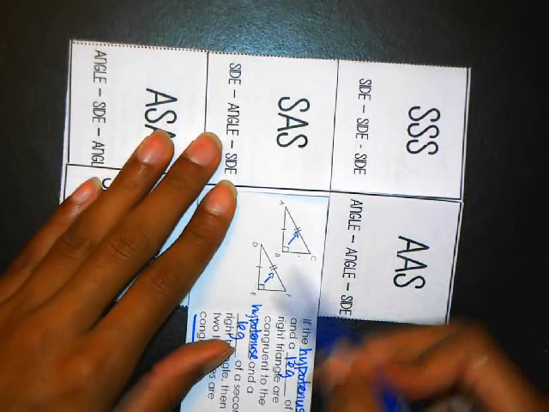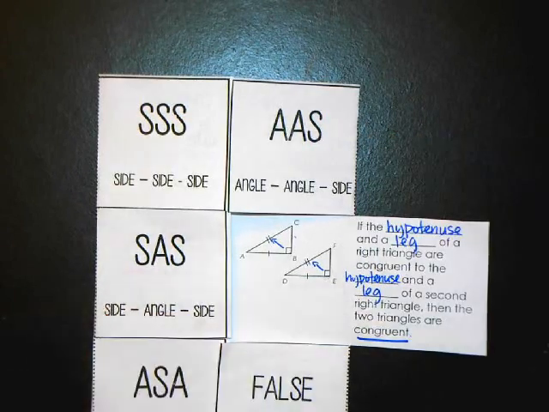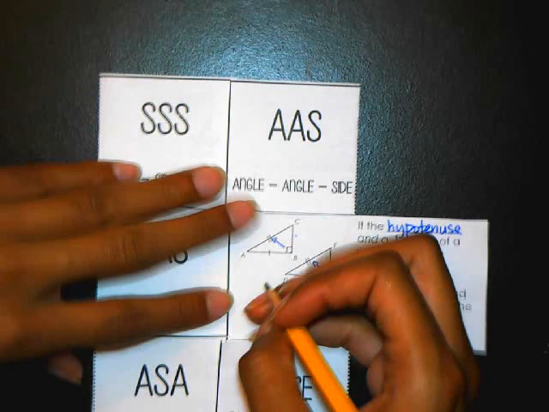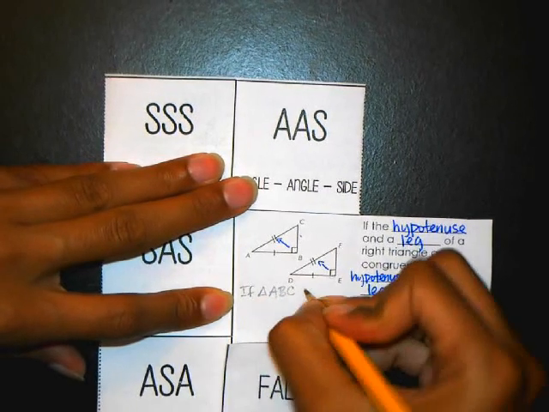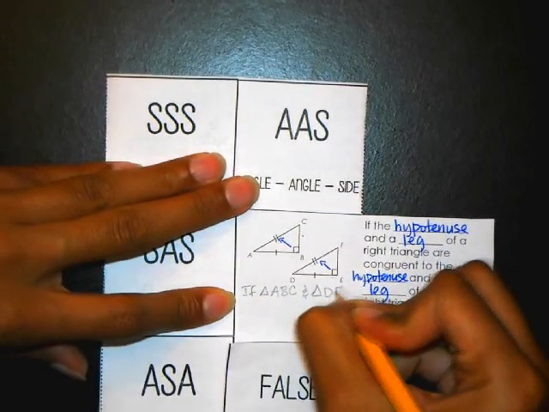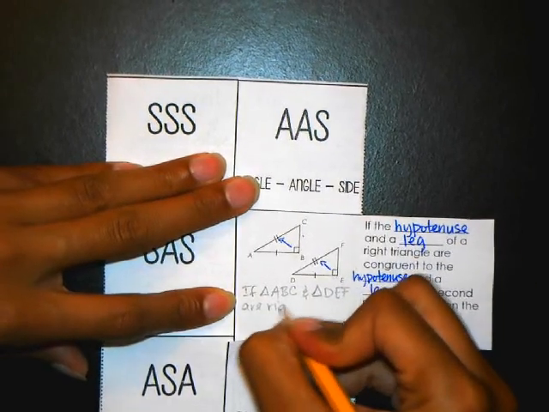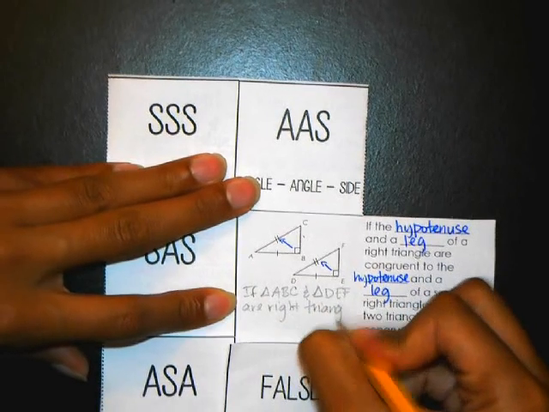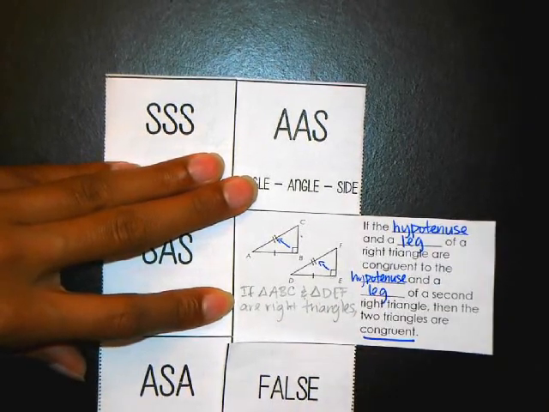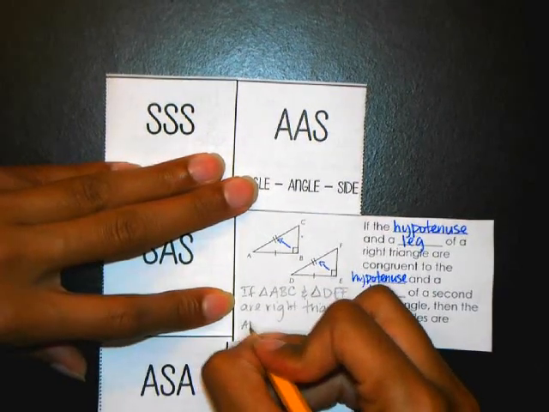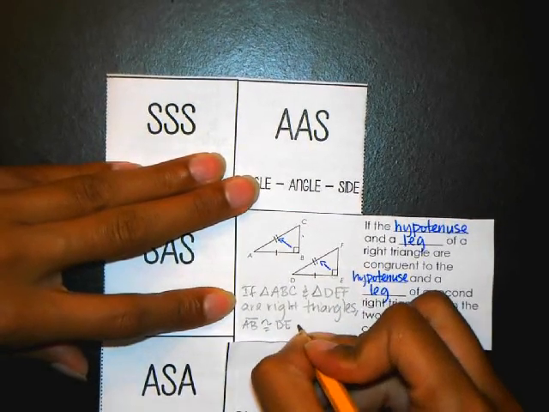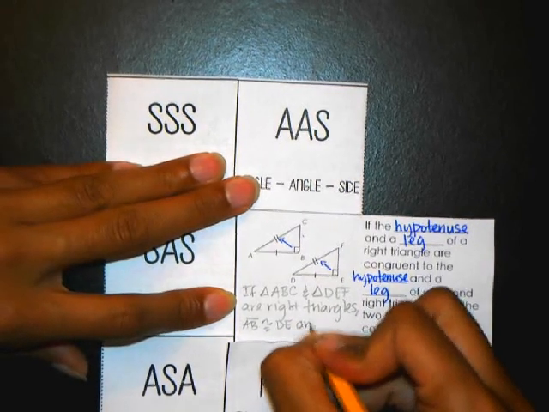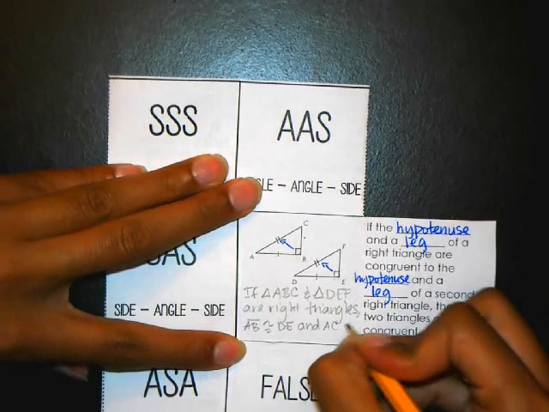Our statement is, first, if triangle ABC and triangle DEF are right triangles, comma, and side AB is congruent to side DE, and side AC is congruent to side DF, then triangle ABC is congruent to triangle DEF.